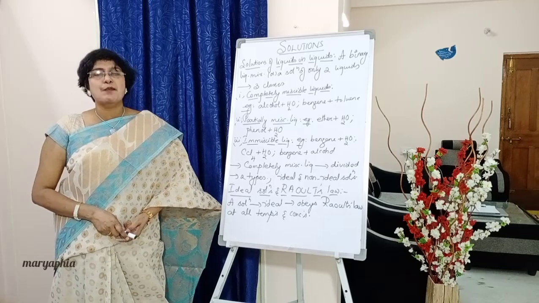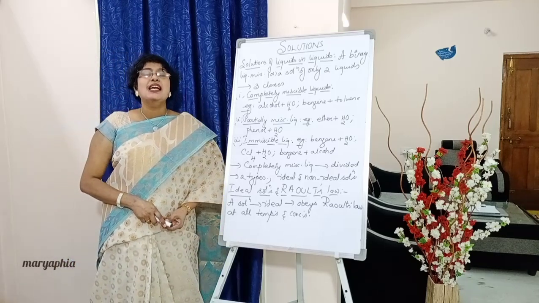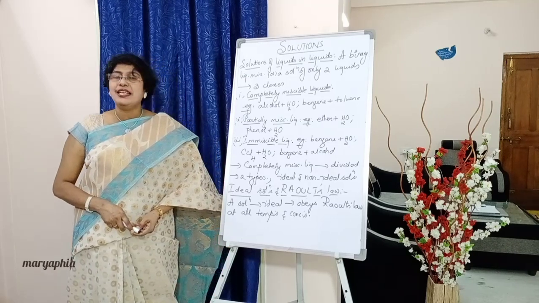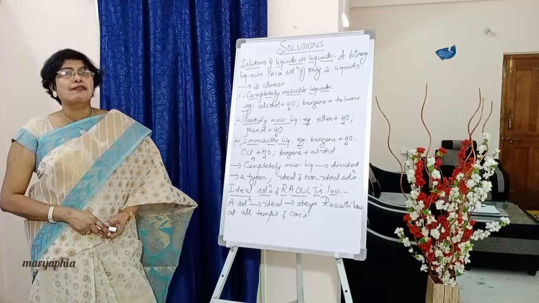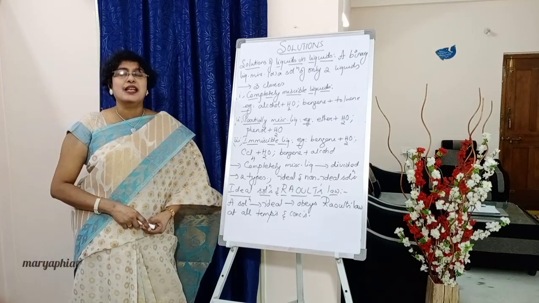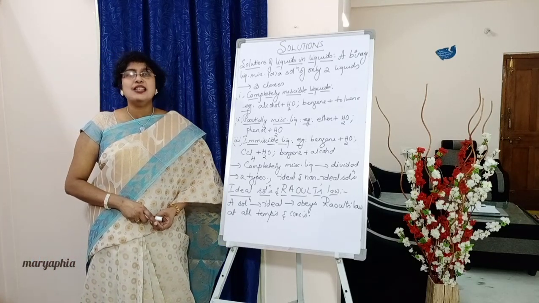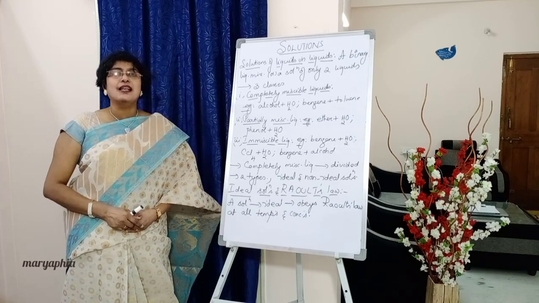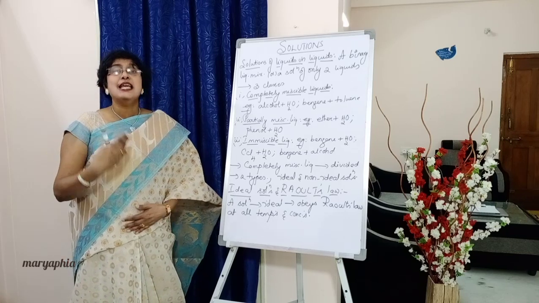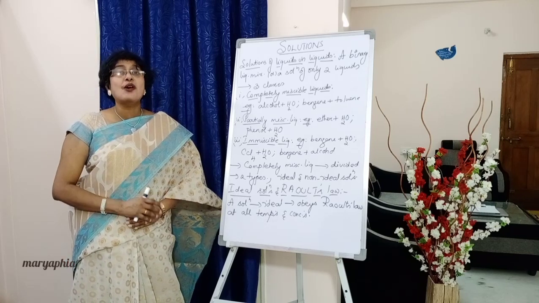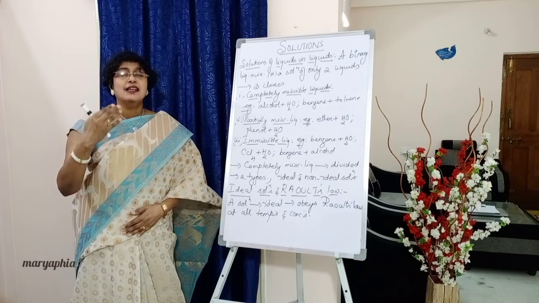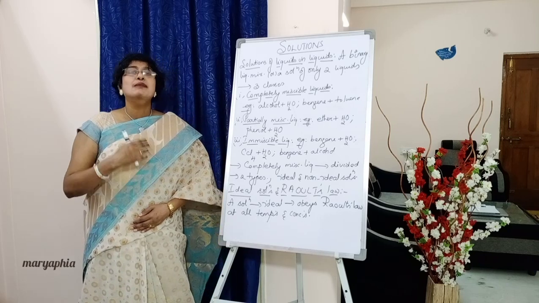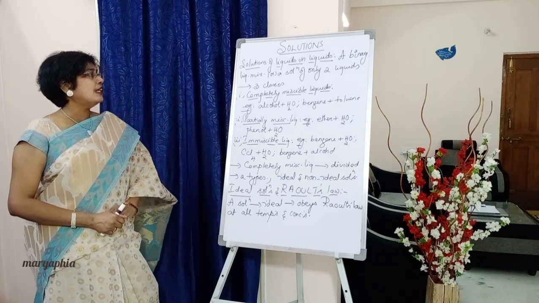What are they, students? Completely miscible, partially miscible and immiscible liquids. I think you can differentiate between these three types of liquids. Completely miscible means it looks like a homogeneous mixture, it looks like one solution. Partially miscible means half miscibility. Immiscible means completely not miscible, that means we can differentiate the two liquids as they are not mixing with one another.